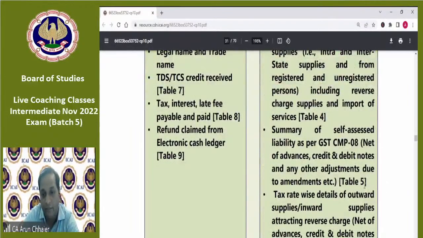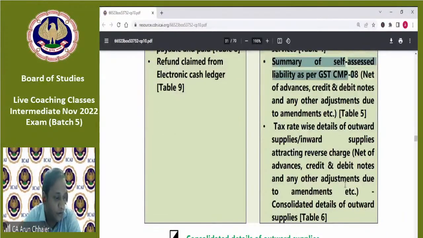Table 5 is basically the sum total of the CMP 08. So you are filing the GSTR 4 annually, and before that you have paid the taxes through CMP 08. So there would be 4 CMP 08 for every year, because in case of nil, we have to furnish the CMP 08. So, summary of self-assessed liability in CMP 08, that is net of advances, credit and debit notes, and any other adjustment due to amendment.